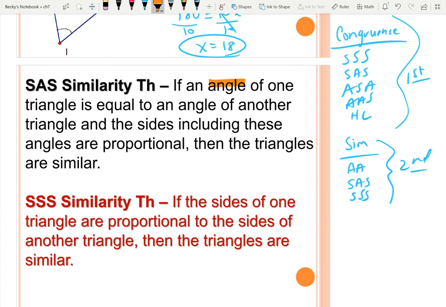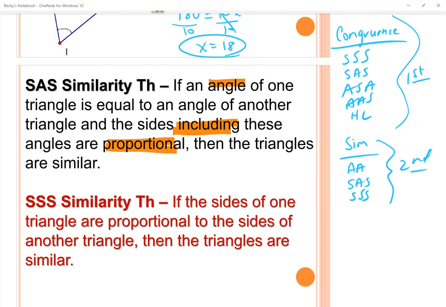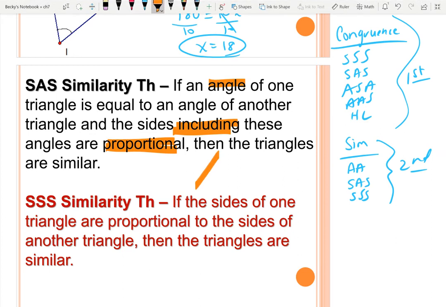If an angle of one triangle is equal to the angle of another triangle, and the sides including these angles are proportional, then the triangles are similar. All right, so let's break this down. What it's saying is you have this angle, and then you're going to have a side on both sides of it, which means the angle is included, which means directly in between.